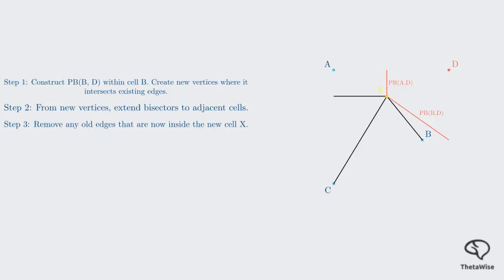Step 3. Finally, we remove any parts of the old Voronoi diagram that are now inside the new cell D. For instance, the section of PB_AB that is now closer to D than to B is removed. Notice that cell C was not affected. This is because it was far enough away that its region was not taken over by the new site D.